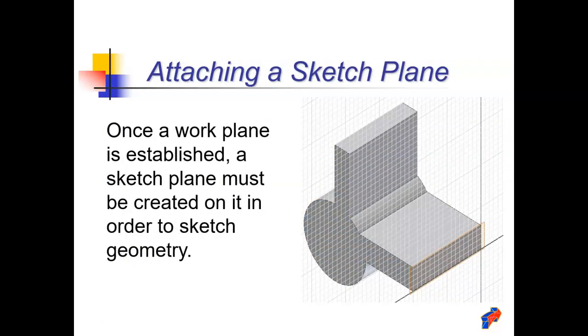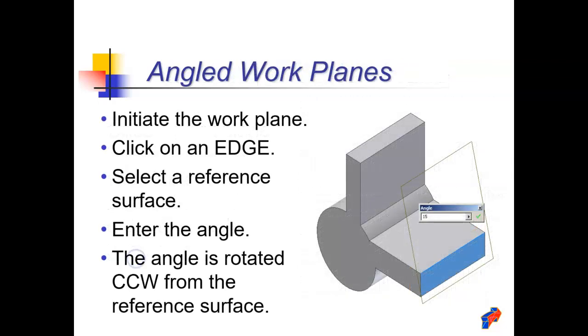Attaching a sketch plane. Once a work plane is established, a sketch plane must be created on it in order to sketch the geometry that you're wishing to create. Angled work planes: you initiate the work plane, click on an edge, then select a reference surface. Enter the angle. The angle is rotated counterclockwise, or CCW, from the reference surface, and then if you release, you can type in the desired angle.